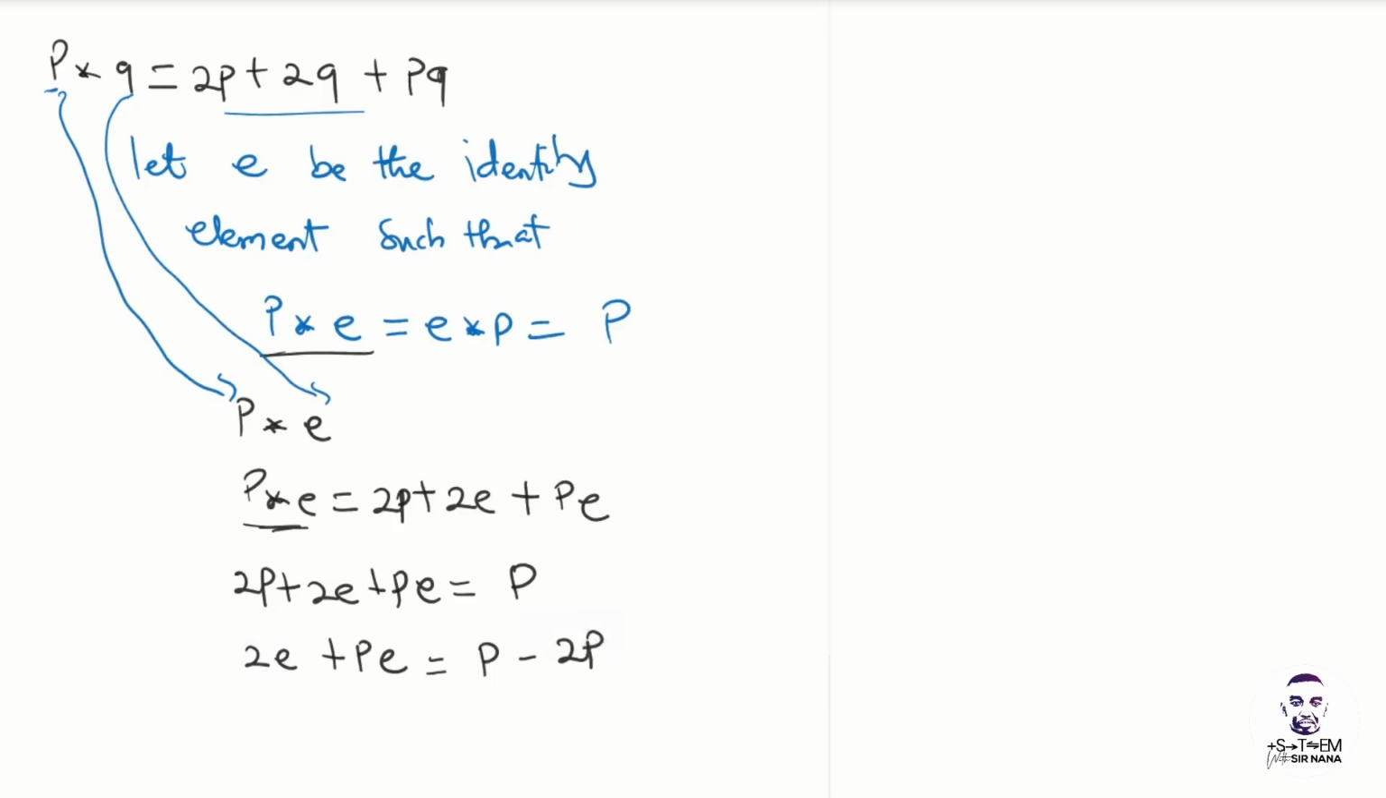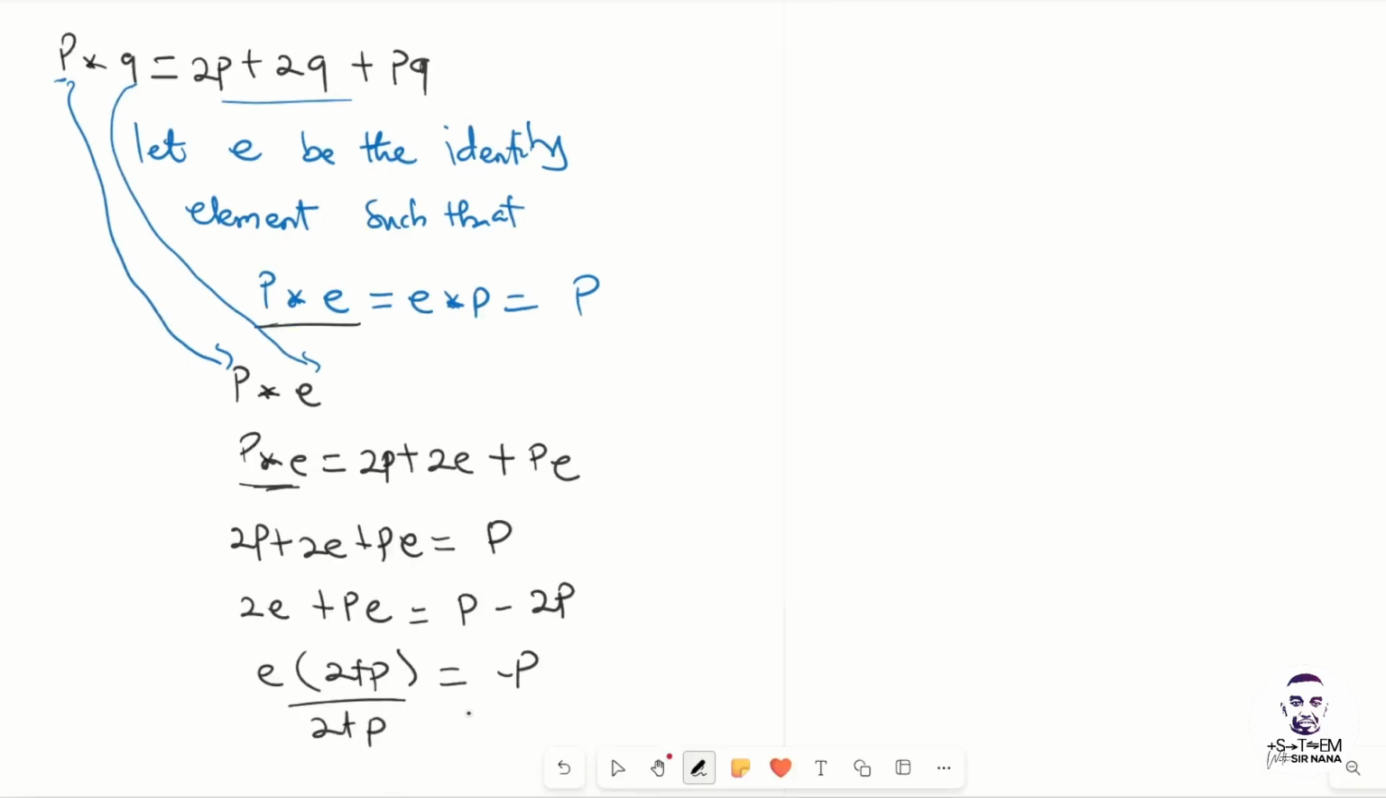Then we factorize e out here. So we have e times 2 plus p, and p minus 2p gives us negative p. Then we divide both sides by 2 plus p. Therefore, we have e, which is the identity element, equal to minus p all over 2 plus p. So the identity element is equal to minus p all over 2 plus p.